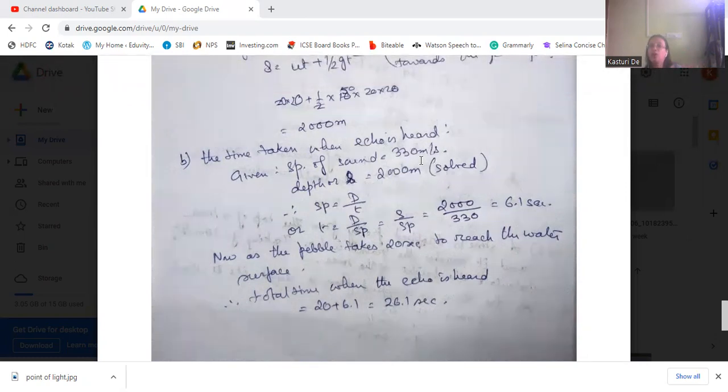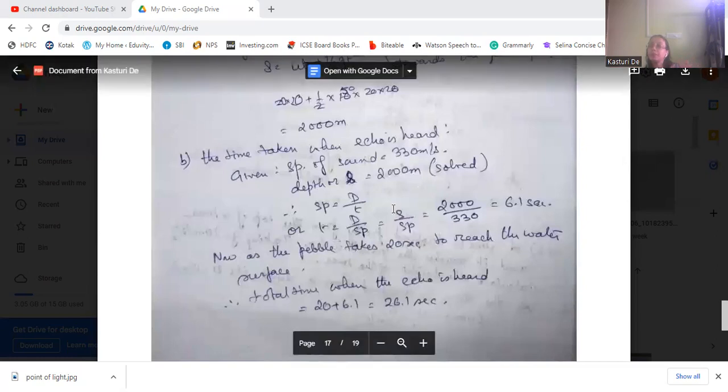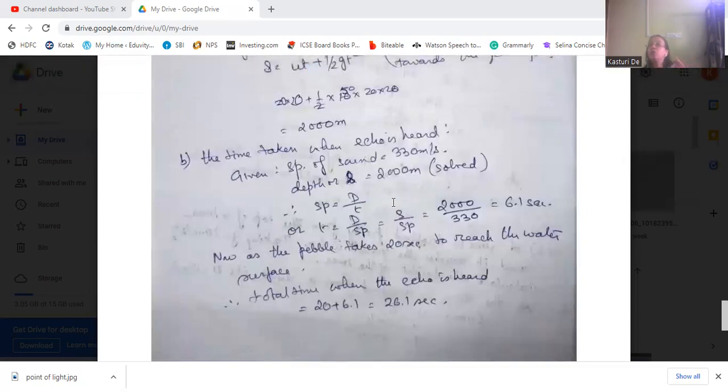So speed will be distance by time. Okay. So time will be distance by speed. That will be equal to 6.1 seconds. Now, as the pebble takes 20 seconds to reach the water surface, the total time when the echo is heard is 20 plus 6.1, because it will come back to the listener. So that will be equal to 26.1.